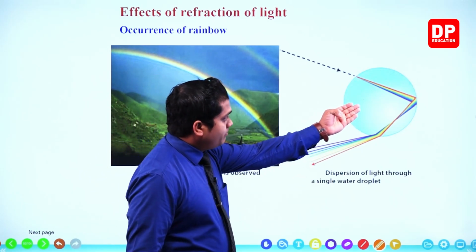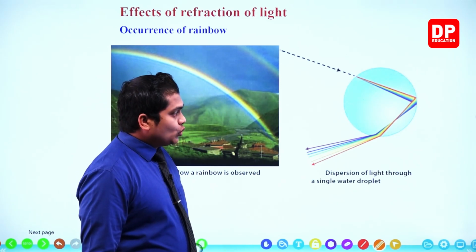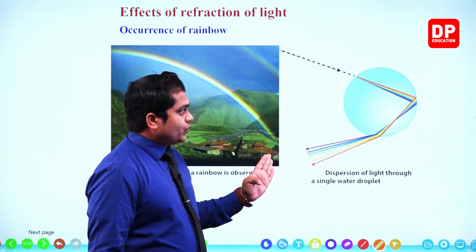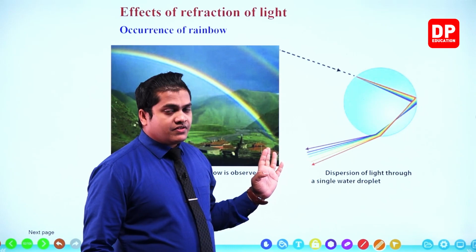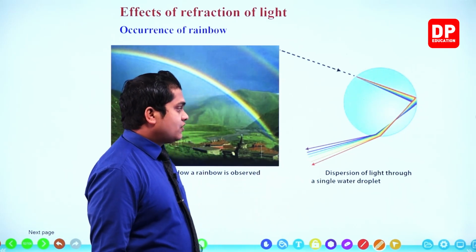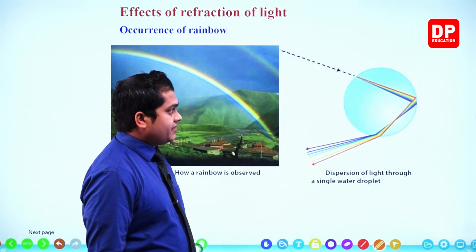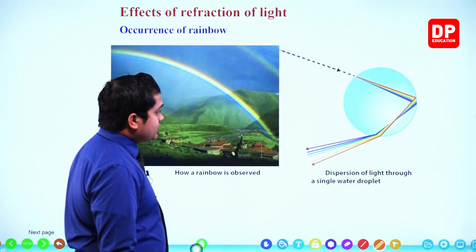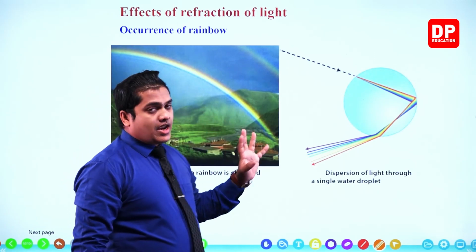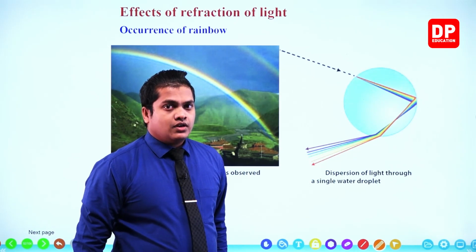The rainbow is going to occur mainly because of white sunlight passing through water droplets like this, and upon passing through, it gets separated into 7 different colors because of refraction. So dispersion of light through a single water droplet is given within that figure. When thousands of water droplets combine together, a rainbow can be observed. So this is the occurrence of a rainbow.